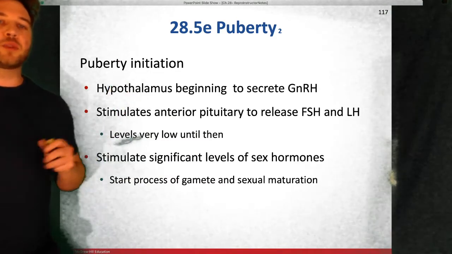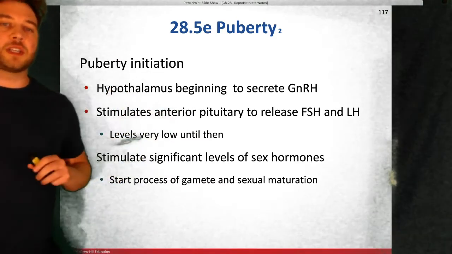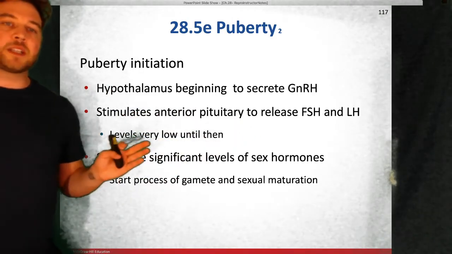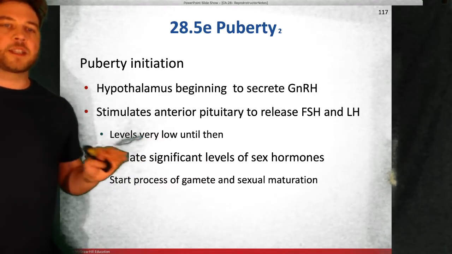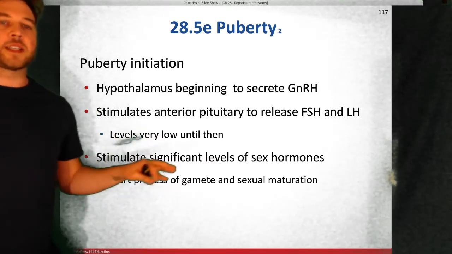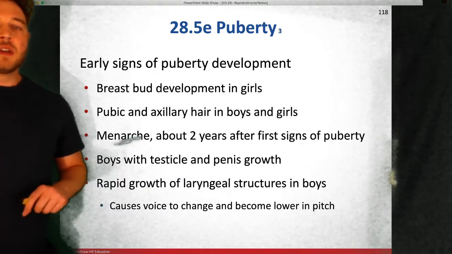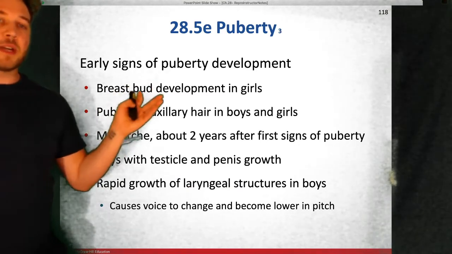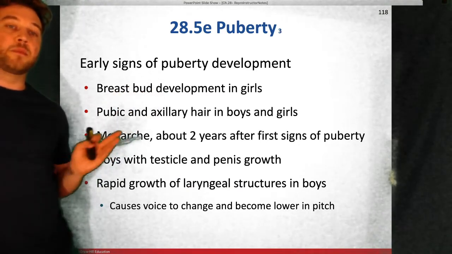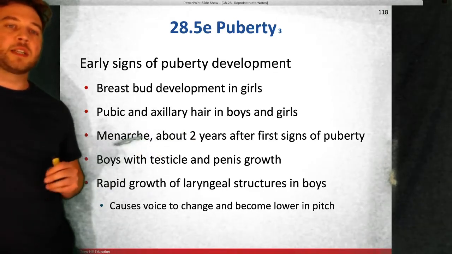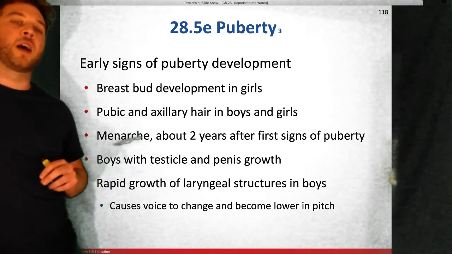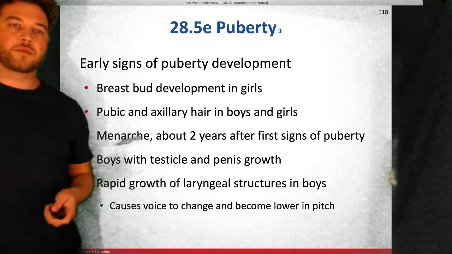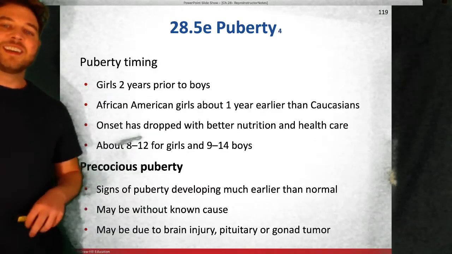All right, so initiation of puberty begins when the hypothalamus starts to secrete GnRH. Again, that's going to cause the release of FSH and LH. Up until then, the levels stay very low. They stimulate significant levels of sex hormones to start the process of gamete and sexual maturation. The early signs of development, again, you can talk about breast development, pubic and axillary hair, menarche 2 years after the first signs of puberty. You start to have testicle and penis growth, rapid growth of laryngeal structures, causing voice changes. I'm sure we all remember a range of these.